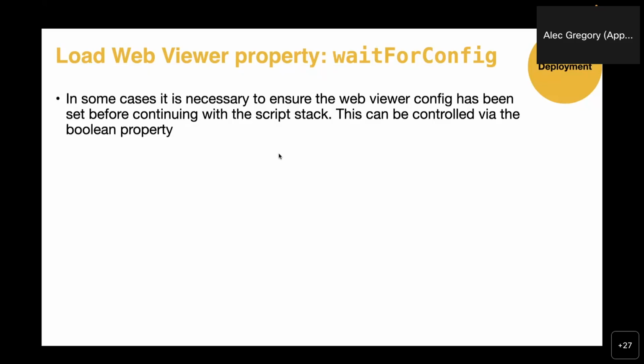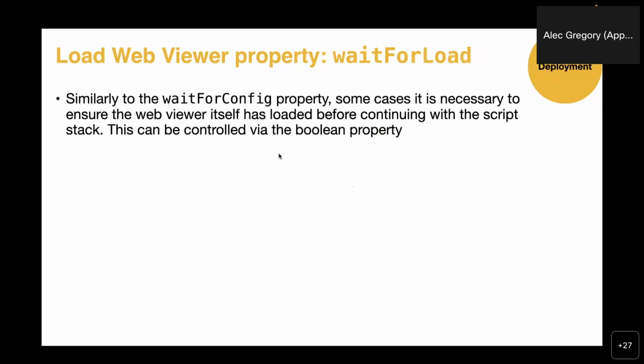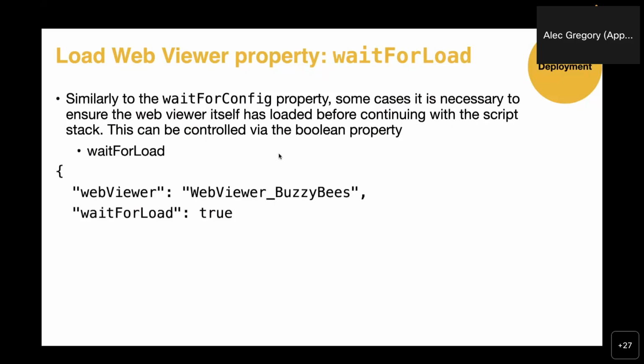So bzBond tries to take the handling of those issues away from you, abstracting it and giving you basically these options to fix issues where you're not getting the config or you're not getting the web viewer loaded before you're doing the next thing. So one of them is wait for config. It'll just wait until it can find that config object before loading a web viewer and continuing with the script stack. So that would just be an additional property there. And then similarly, there's wait for load, which means wait until the web viewer has loaded and bzBond is callable in it. It's a similar situation.